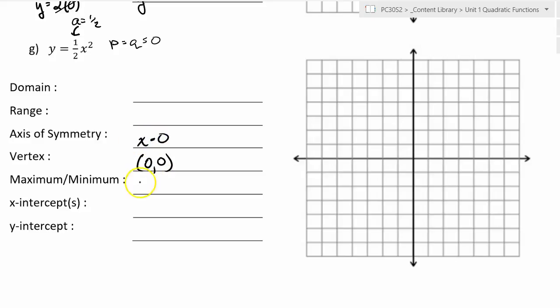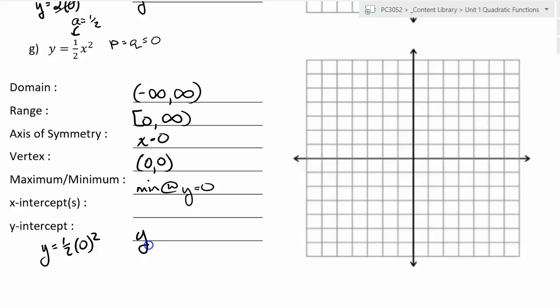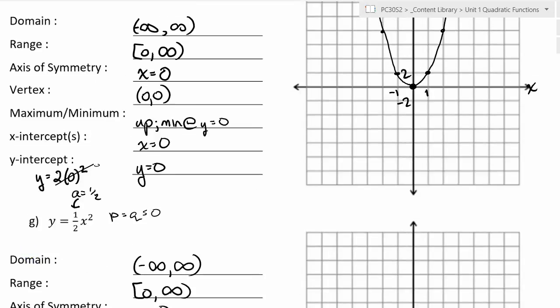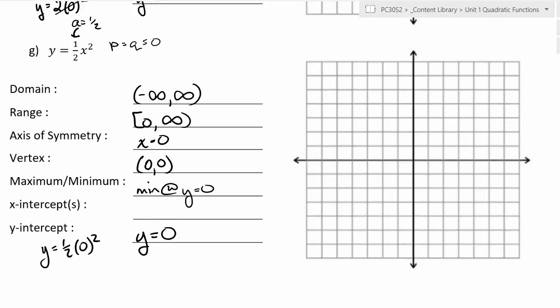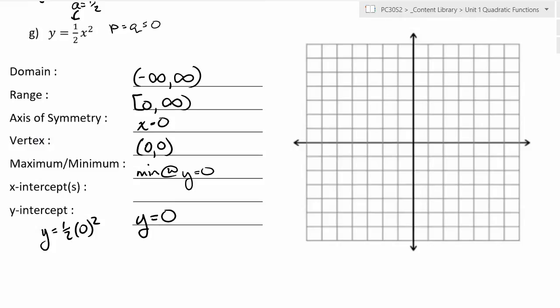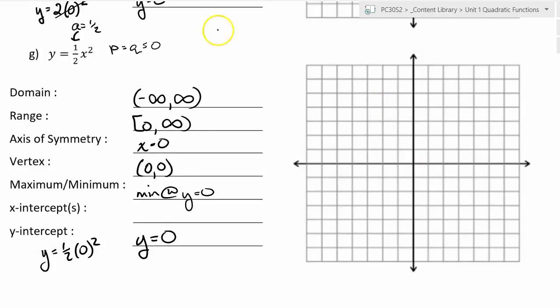X equals 0, minimum, because it's still positive A value at y equals 0. My range then starts at 0 and goes upward. My domain is unrestricted. And my y-intercept is going to be a half times 0 squared, which is still 0. Okay, so this is looking very familiar. Almost exactly the same. So what's different? Well, that half is going to impact our values.